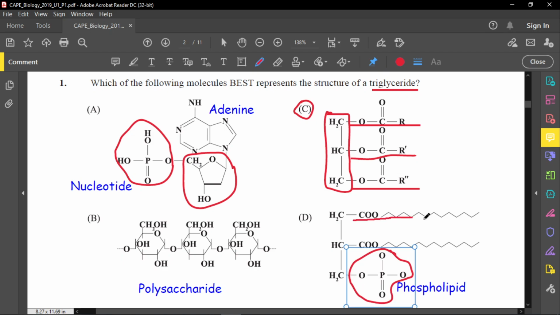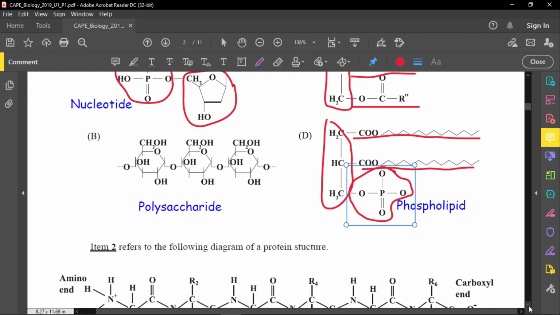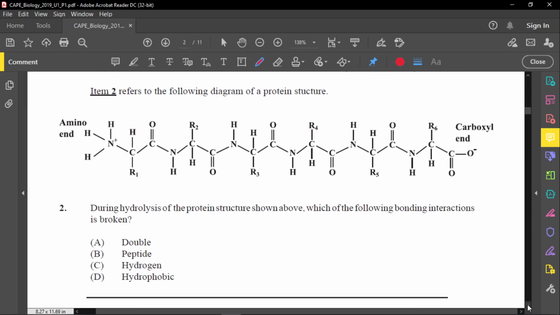And you have 2 fatty acids there attached to the 1 glycerol. So you have a glycerol, 2 fatty acids, and a phosphate group. So that is a phospholipid. And you need to also remember that phospholipids are found in the cell membrane or plasma membrane. All right, let's go to question number 2.